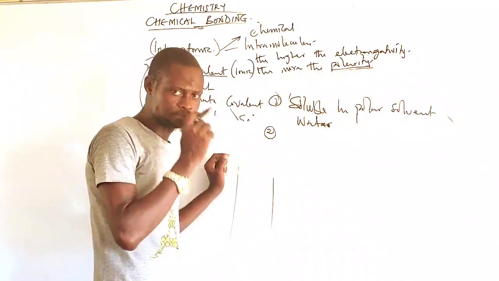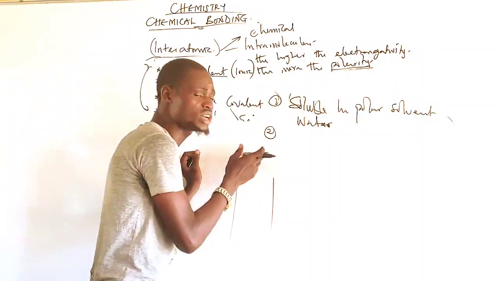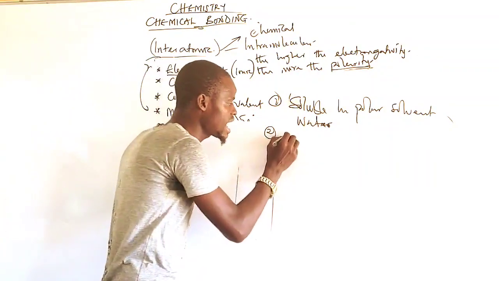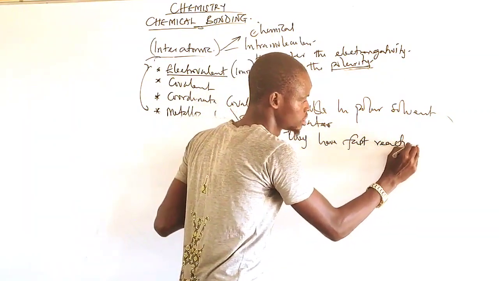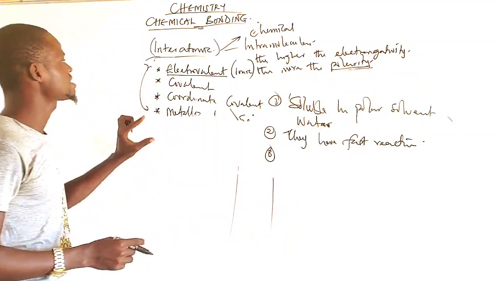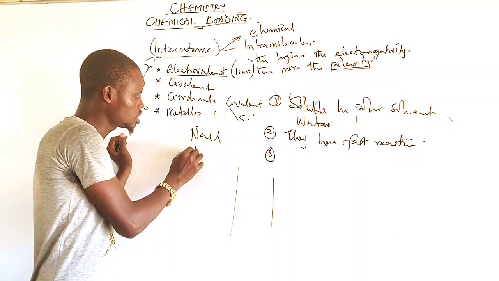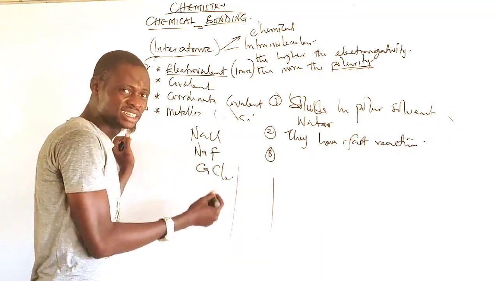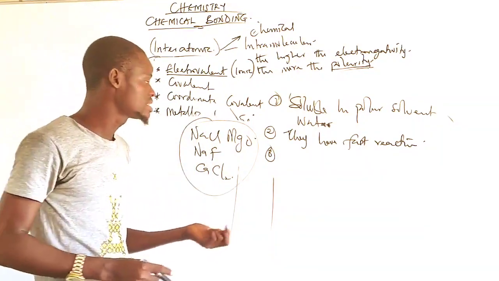Number two is that the reaction between them is very, very fast. The reaction of a compound that has an electrovalent bond is very fast. So it simply means they have a fast reaction. I want you to take note of that. Number three is that any substance that has an electrovalent bond in it, examples of such substances are sodium chloride, sodium fluoride, calcium chloride, magnesium oxide. All these substances here have what is called electrovalent bond in them.